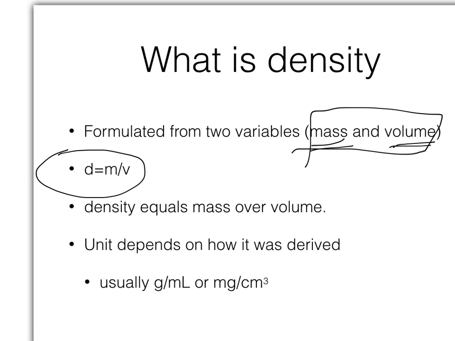The unit is going to depend on how it was derived. Depending on what your mass is, you could have grams, milligrams, or kilograms, but usually it's some kind of grams. And then if it's a liquid volume, it'll be in milliliters. If it's a solid, it'll be in centimeters cubed or something similar. Those are pretty much equal. So just take a look at what you have given to you, and your unit will be based on that. It's pretty simple.